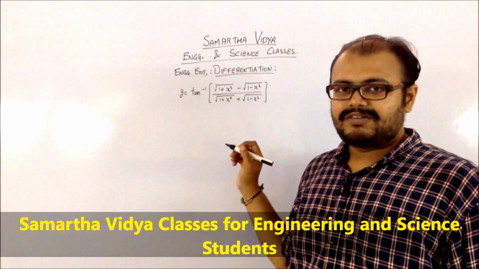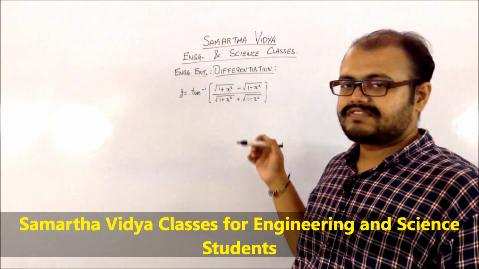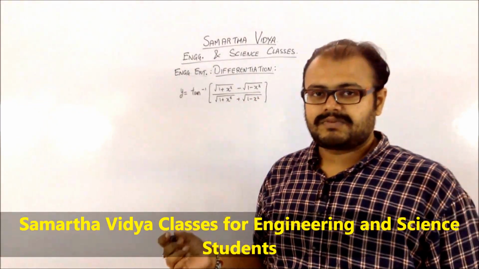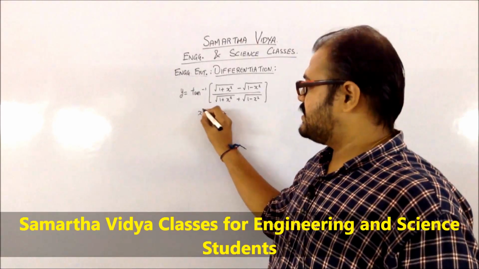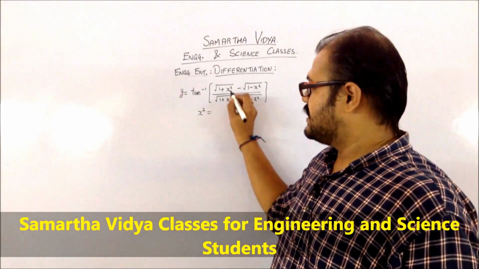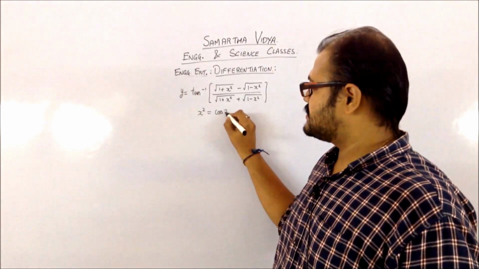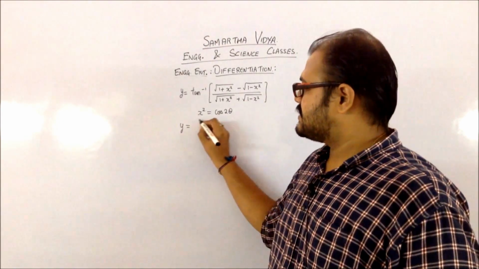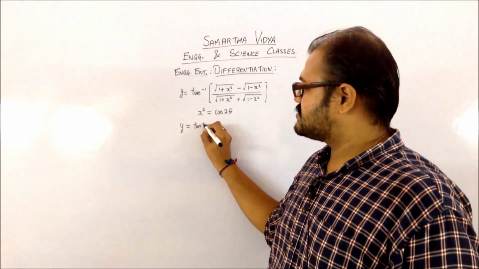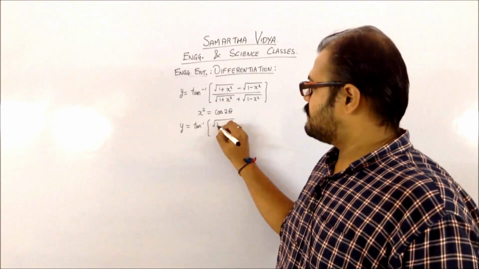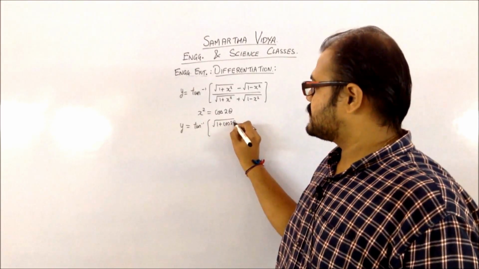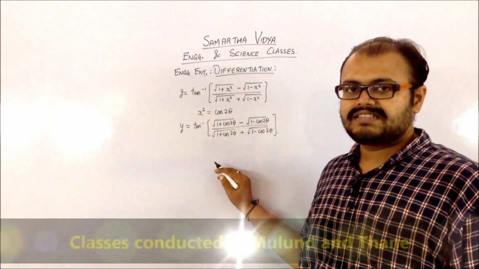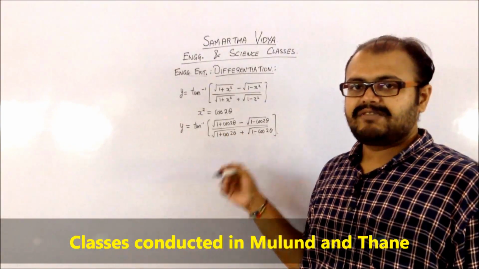So when you have such a combination of terms, that is a 1 plus x square and 1 minus x square, then most probably the helpful substitution is x square equal to cos 2 theta. When you substitute that, you will get y equal to tan inverse of root of 1 plus cos 2 theta minus root of 1 minus cos 2 theta, divided by the corresponding sum. You know the formulas for 1 plus cos 2 theta and 1 minus cos 2 theta.